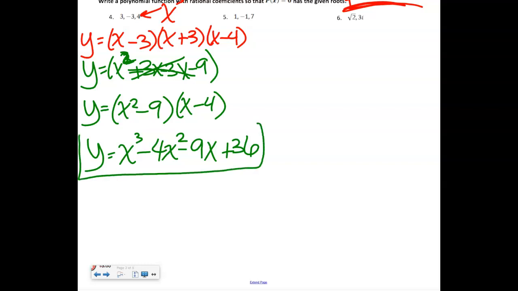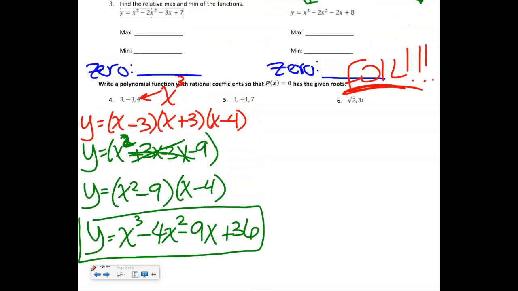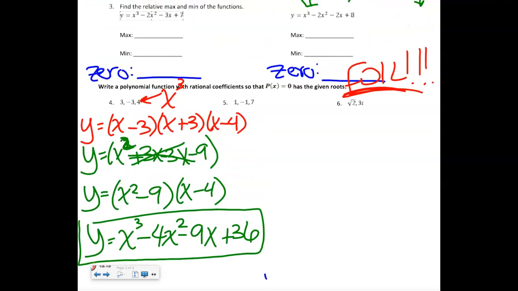Okay. Questions on that? We did that early last week. Everyone's good? Okay. All right, let's do the next one. So what do I know I'm going to be left with? X to the third again, okay. So I know I'm going to have x to the third.